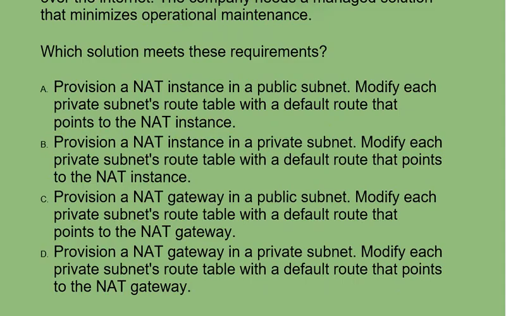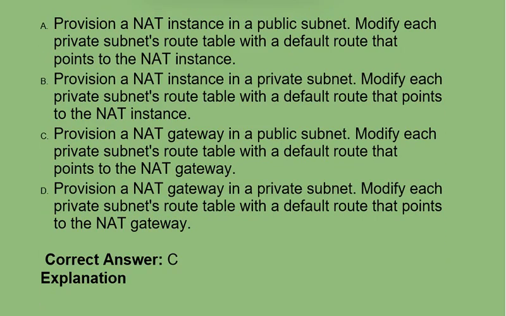Option C, provision a NAT gateway in a public subnet. Modify each private subnet's route table with a default route that points to the NAT gateway. Option D, provision a NAT gateway in a private subnet. Modify each private subnet's route table with a default route that points to the NAT gateway. Correct answer is option C.